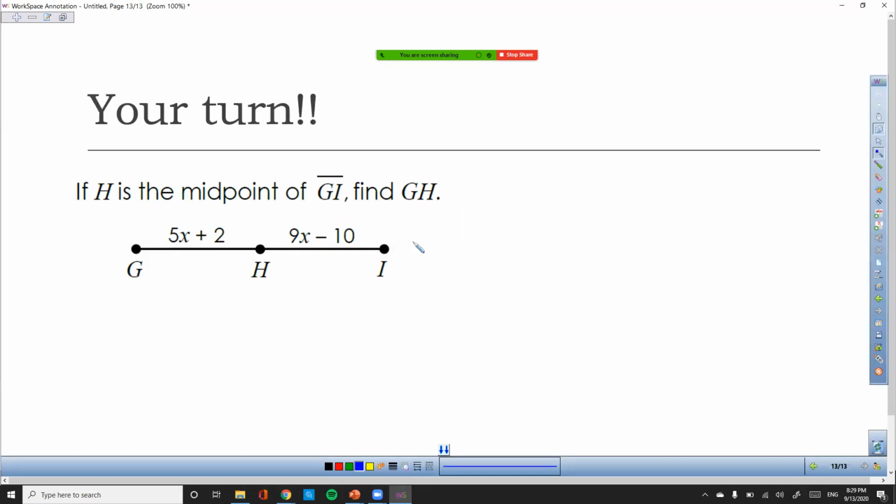So if you worked out all your work here, you should have gotten that x equals 3. But again, the question was not asking you for that. The question was asking you to find GH, the length of segment GH. In this case, the length of segment GH should have given you 17. If you have any questions, you're more than welcome to come back to the Zoom or ask me during class to go over this problem if you did not get it.